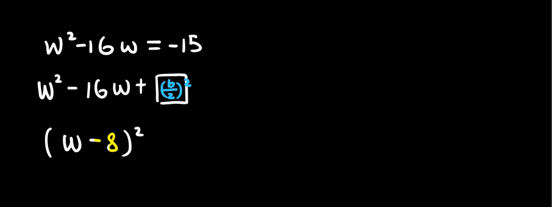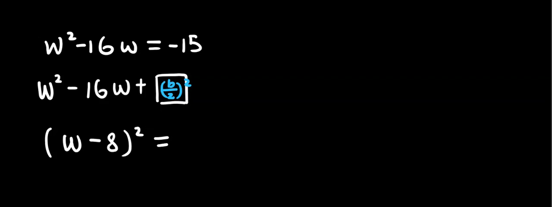In case you forget about this part, how do I get a minus 8? Because if you want to write a binomial squared, all you need to do is this part is b over 2. You put it in here. b is negative 16. Negative 16 over 2, that is negative 8. Okay, we just finished writing the left-hand side. Let us look at what happened to the right-hand side.